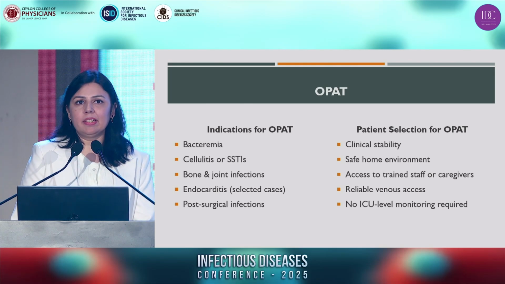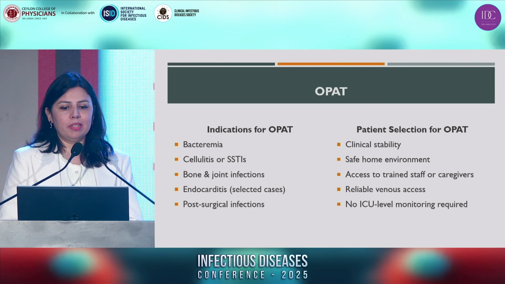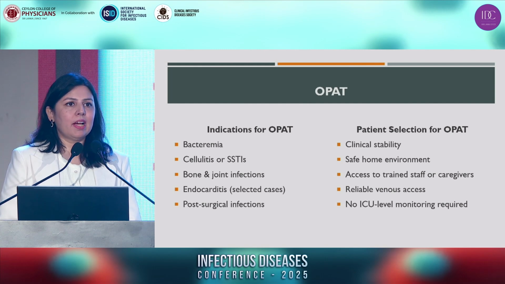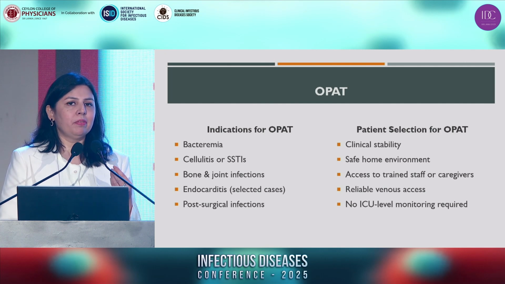Patient selection is the biggest criterion for OPAT. You have to be very careful looking at the patient's clinical status, whether he is stable enough and safe enough to be treated well in the home environment. Then the major factor is whether the patient has access to trained staff or caregivers, and reliable venous access needs to be considered. Very important is that for certain drugs, therapeutic drug monitoring is required. So if you are prescribing something IV for the patient, then it needs to be considered that there is drug monitoring, and also that no ICU-level monitoring is required for that particular patient.